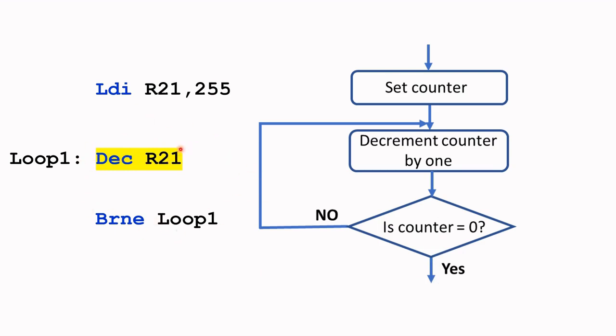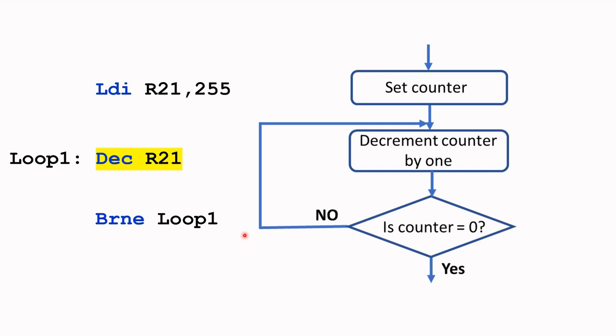So you decrement R21, subtract 1 from it, and check it. Is R21 equal to 0? If it's not, go back and do it again. So this BRNE loop 1 will go back here. This will go on for a while until the contents of R21, which is the counter, is 0. It will then exit this loop and end the loop.